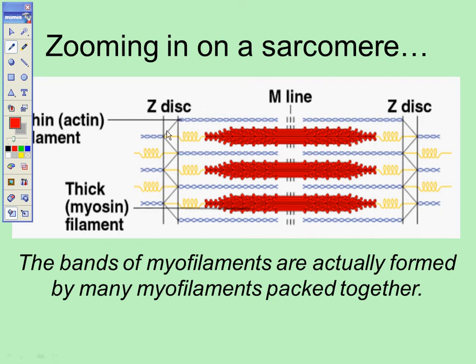So I want to take a zoomed in look at just one sarcomere. Notice here's our Z disc right here. Here's our actin filaments right in this area, and then these dark red pieces are our myosin filaments, and these are actually packed in together, and this is going to make up what we would call a contractile unit, and this is going to be the thing that actually causes the contractions in a muscle to happen.